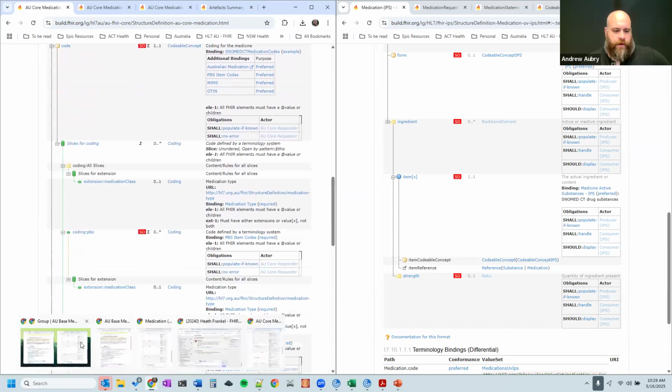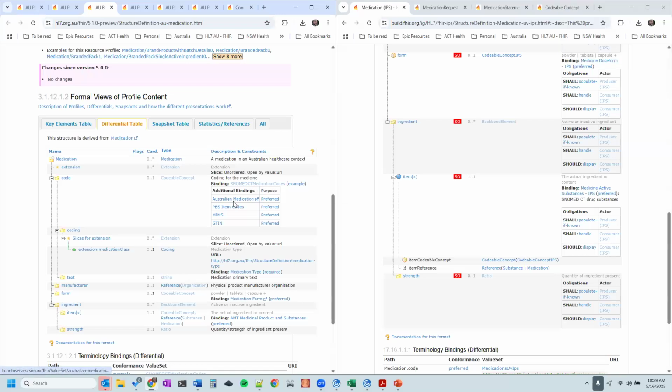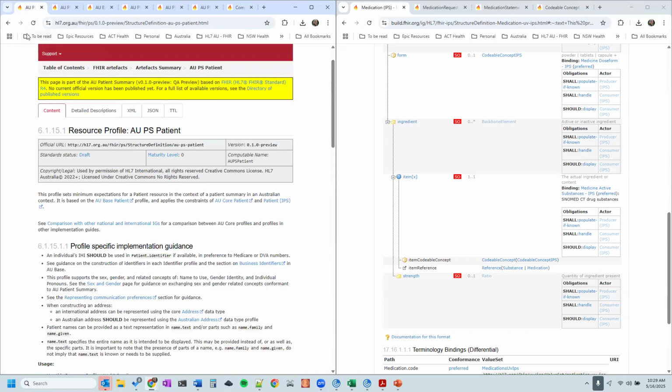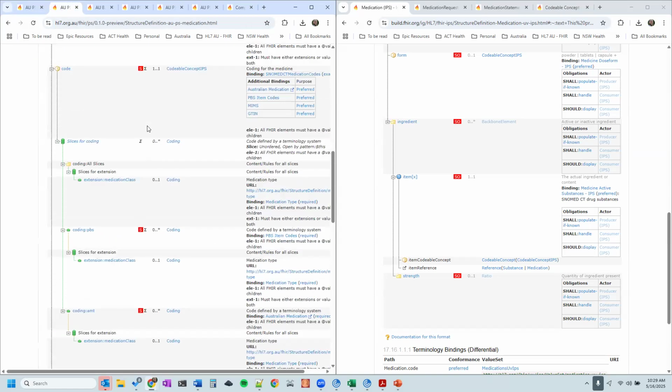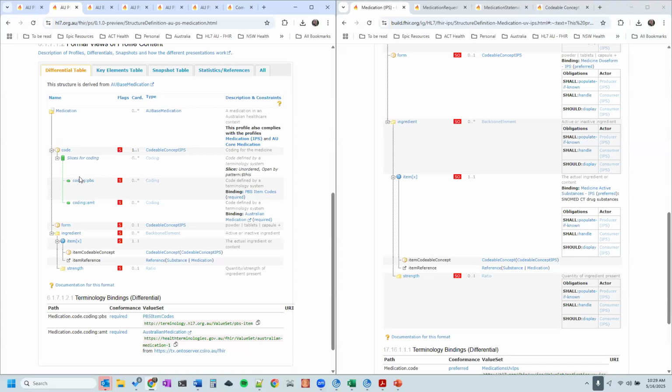So the slices are defined at core. The base binding is preferred. They're additional bindings. Preferred additional bindings. But at our primary root binding level, it's just an example. Yeah, so we just have the additional bindings to say if you do AMT, use this; if you do PBS, use that. And then in core, they're turned into slices. Okay. So I don't think we need to make it stronger, is what I'm saying. For the ingredients. Yeah. Okay.